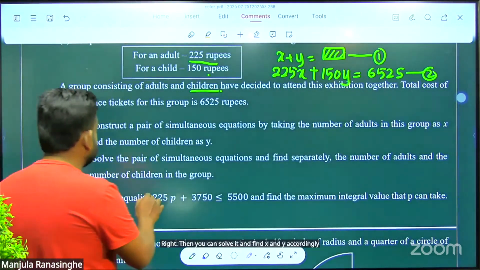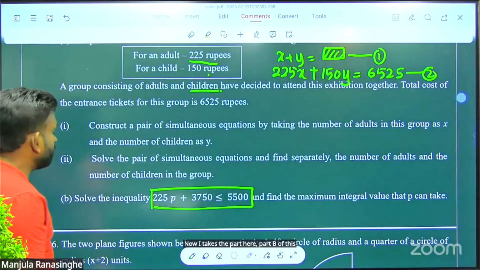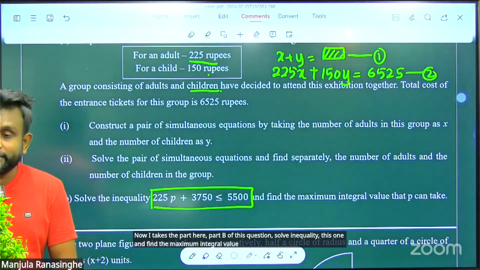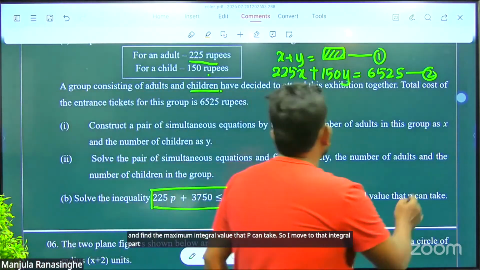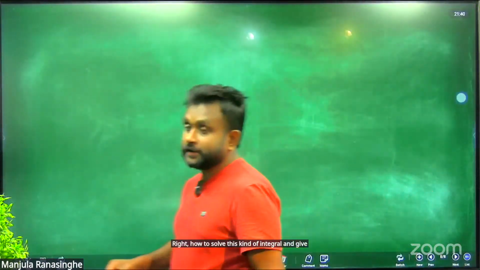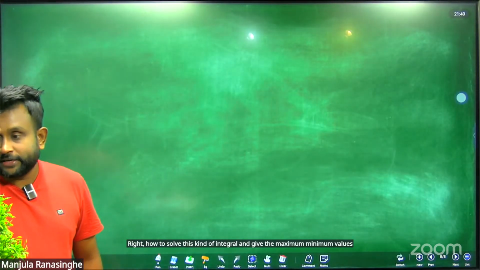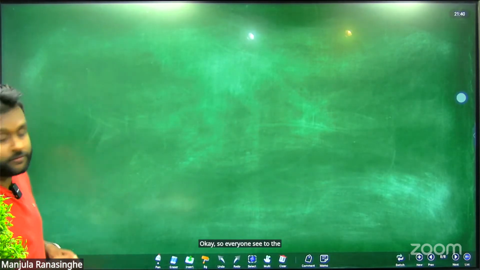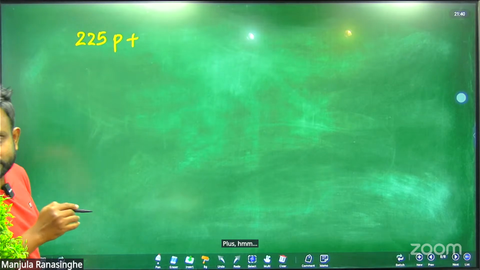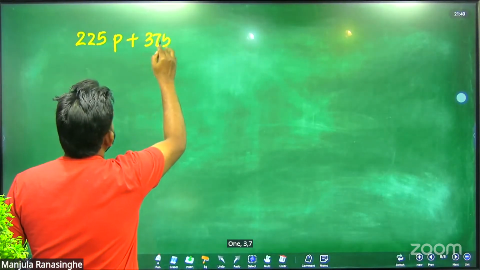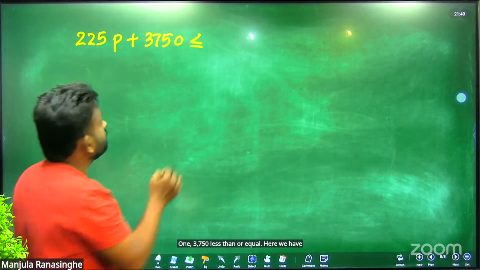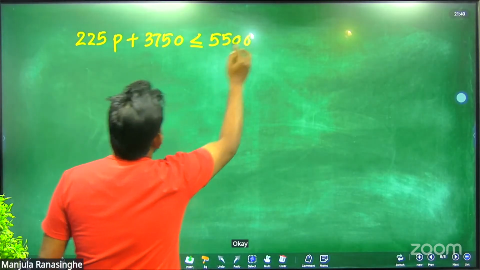Now I take part B of this question. Solve the inequality and find the maximum integral value that P can take. So I move to that part, how to solve this kind of inequality and give the maximum or minimum values. Everyone see the board. 225p plus 3750 less than or equal to 5500. Then how to do this question?